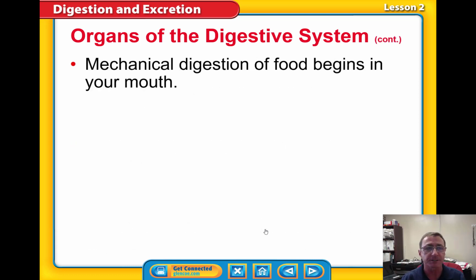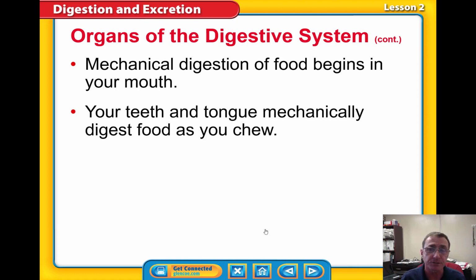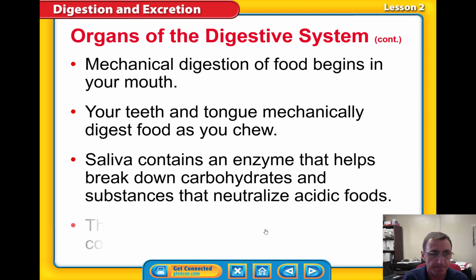All right, so mechanical digestion, again, that physical breakdown of food into smaller chunks and eventually into a bolus. Your teeth and tongue mechanically digest as you chew. So they're breaking down the food, and the digestion process starts in the mouth, starts right away. Saliva, the sort of stuff you're secreting all the time, contains an enzyme that helps break down carbohydrates. You hopefully will remember from lesson 1 that carbohydrates are the energy source for our body, and so it starts breaking that down right away because we need it.